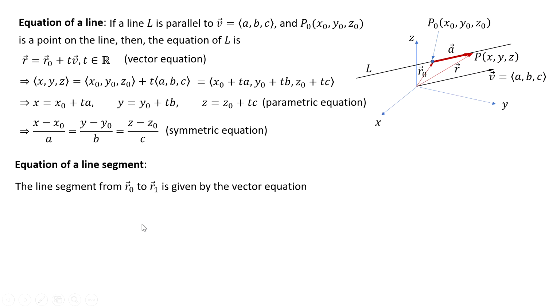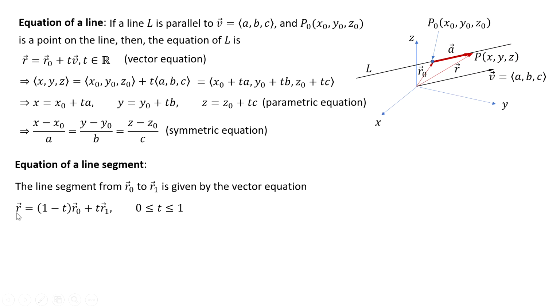So the line segment from r sub 0 to r sub 1, let us say, a position vector r sub 0 and another position vector r sub 1, and there's a line segment going from one to the other. What's the equation of that line? Check this out. This is so clever by mathematicians.